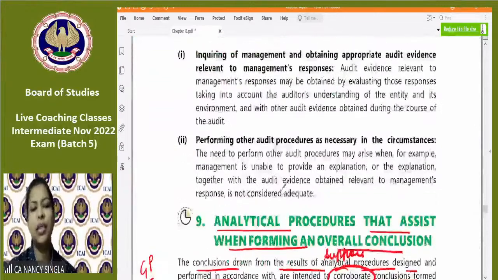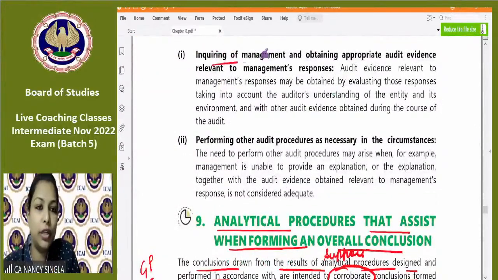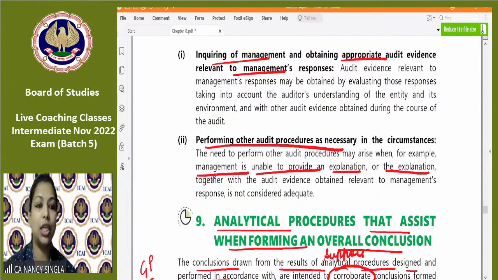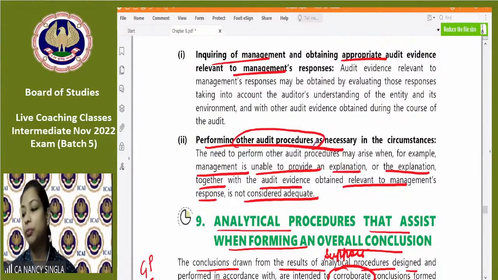What is to be done in investigation? Keywords: inquire of management, obtain audit evidence relevant to responses. If management is unable to provide an explanation, or the explanation together with audit evidence obtained relevant to management's response is not considered adequate, then the auditor will perform other audit procedures as necessary.